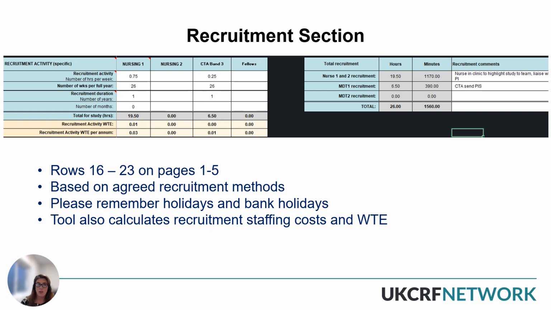In here, we've got a nurse who's going to be in clinic for 3/4 of an hour a week for 26 weeks. So it's a 6-month recruitment period. So it's 26 weeks of 1 year. And then we've also got about 15 minutes a week of CTA support just to make sure there's enough patient information sheets printed, and maybe they'll be sending a patient information sheet out.